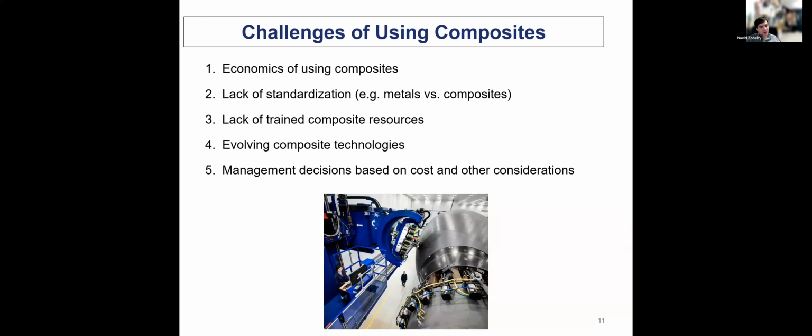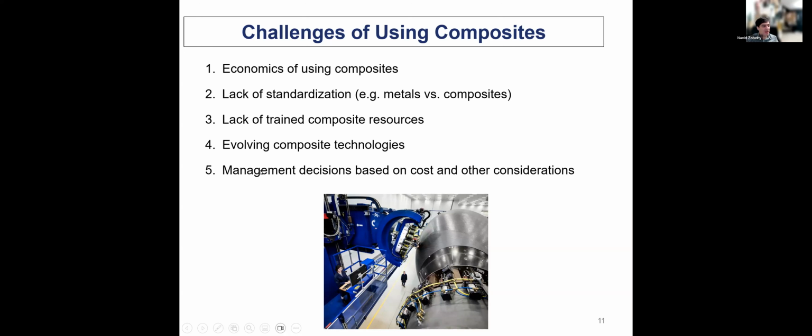One is the dollar economics of using composites. It's very different, as you're going to see in a second. Lack of standards in general. If you look at metals versus composites, we have standards on how to process metals, how to weld metals, how to inspect metals. But composite is a very different world. Lack of trained composite resources, and evolving composite technologies, with very fast new technologies coming every year, and you have to learn new things. So it's a very fast moving domain.